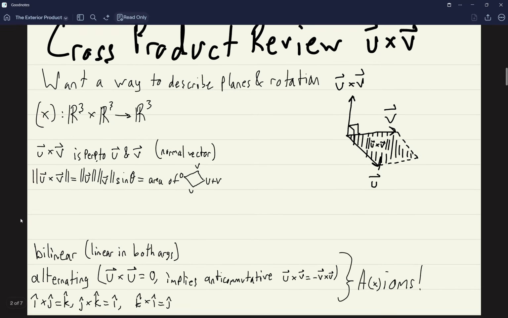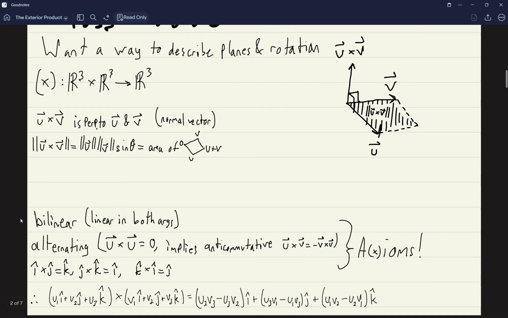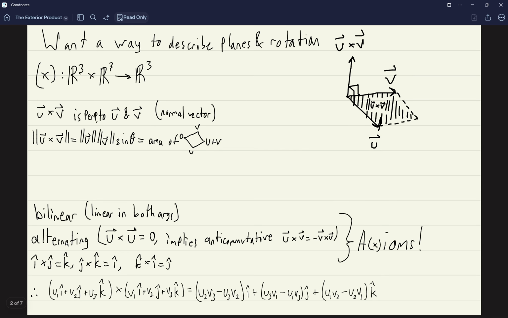Some other properties are that the cross product is bilinear and alternating, so it preserves scalar multiplication and addition. And the cross product of a vector with itself is 0, which also implies that it's anti-commutative. So if you flip the arguments, then you get the negative.